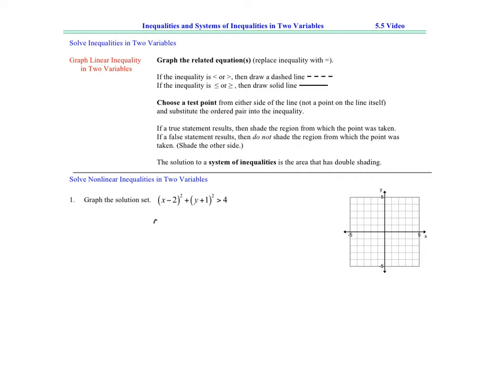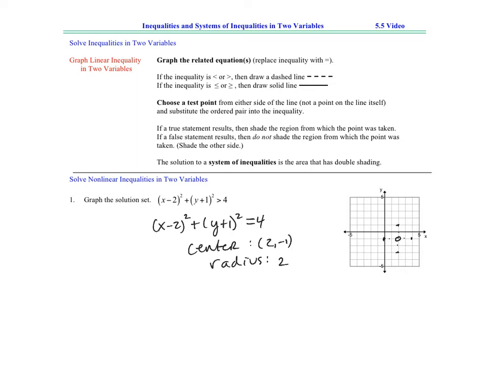First of all, we're just going to graph it as if it was a line, (x minus 2) squared plus (y plus 1) squared equals 4. So we're going to go ahead and just graph that circle, which is centered at (2, -1) with a radius of 2. Okay, so I'm going to go ahead and just graph that. There's my center, radius of 2.